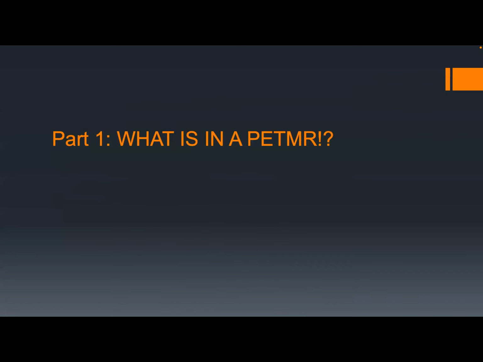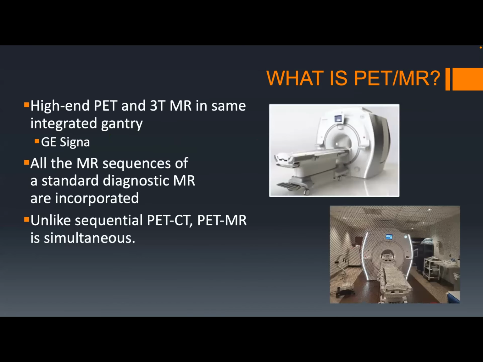So the first thing is, what is in a PETMR? The PETMR that we have is a GE machine. There are basically 3 machines that exist in the US: the Philips, which no one buys, the Siemens, which early adopters bought, and then the GE. The GE is based on the GE Sigma MR platform. It has all the MR sequences that a standard diagnostic MR can do. And unlike a sequential PET-CT, PET-MR is simultaneous.